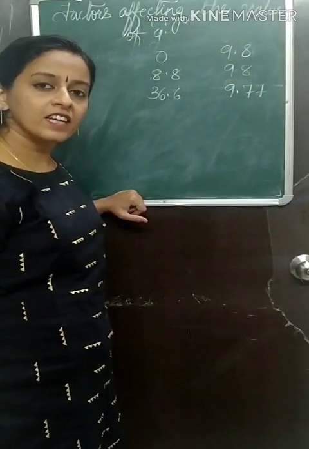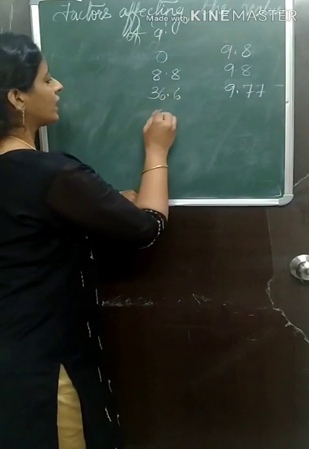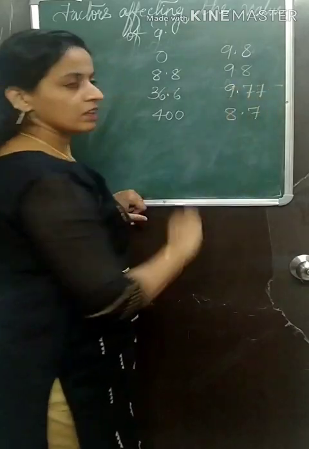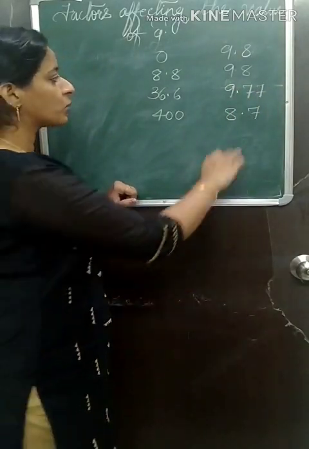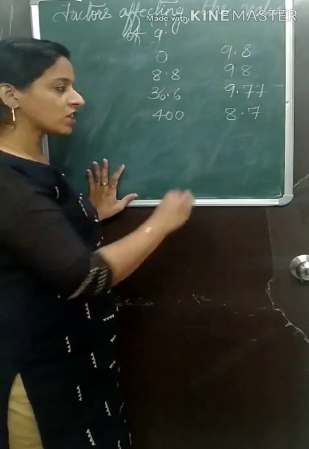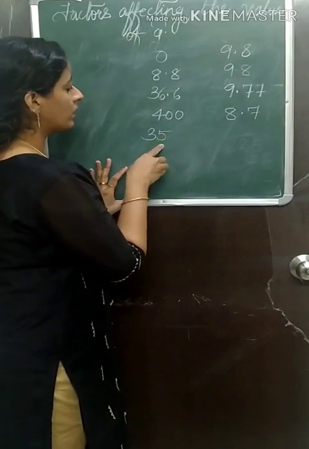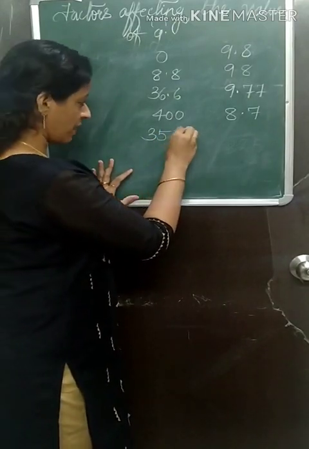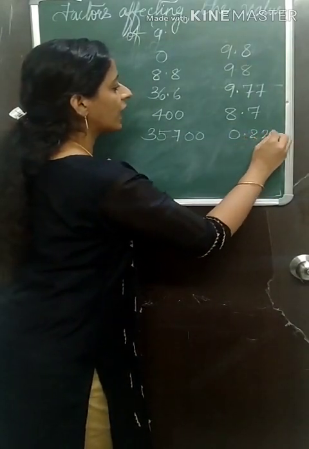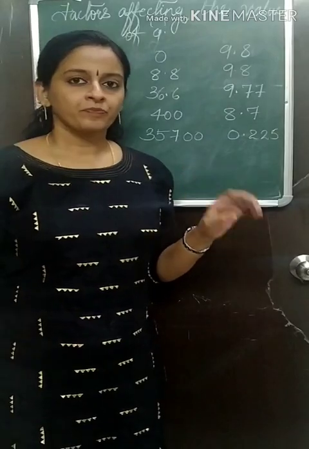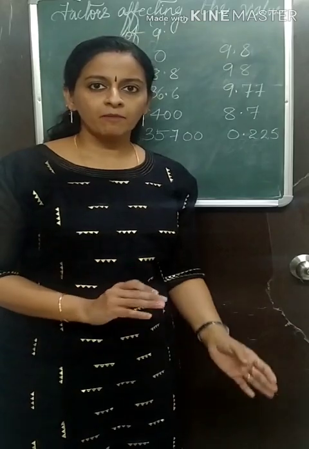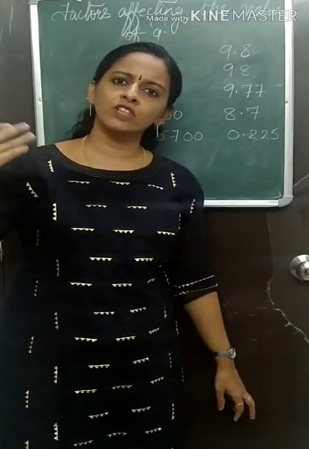Then the height reached by a weather satellite. For that you wrote the height as 400. That time there was a decrease from 9.77, it came to 8.7. And the last one was the height reached by a communication satellite. How did I ask you to remember? Odd numbers. 35700 kilometer, and the value of G was 0.225 meter per second square. So as the height increases, the value of G decreases. Same way, as the radius increases, the value of G decreases.